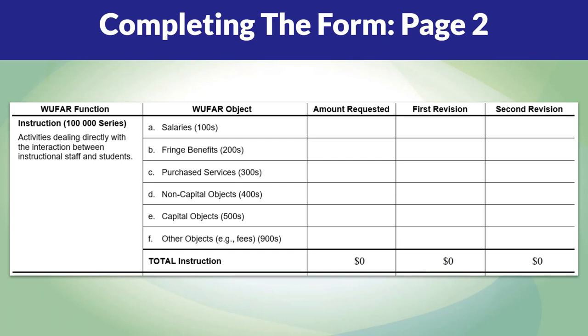Page 2 of the budget change request form is the budget summary page, which has 2 main parts, the amount requested and the proposed revisions. Let's take a closer look at the different components of page 2.